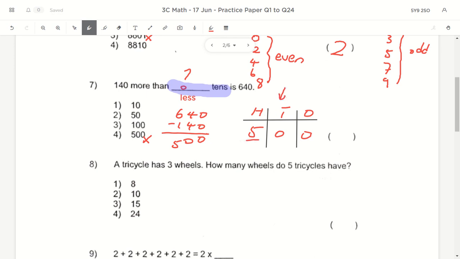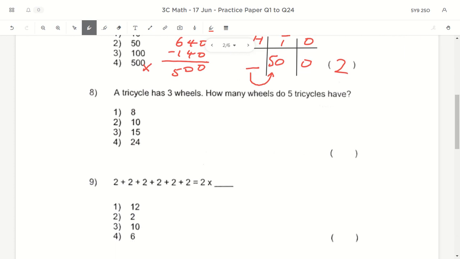So I regroup this one over to the tens. This becomes 5, and then I erase this. So you realize now 500 is actually 50 tens. So the answer is 2. Don't just go for the first answer you see. Make sure you know what they're asking you for. They're asking you how many tens make 500. It is 50 tens.